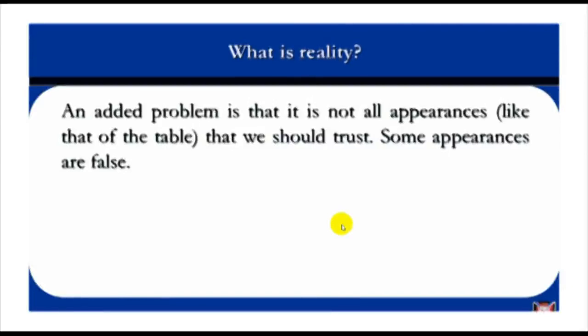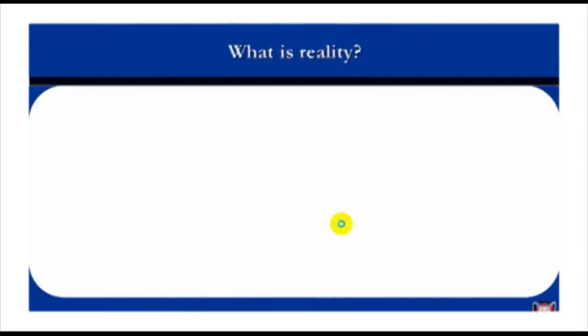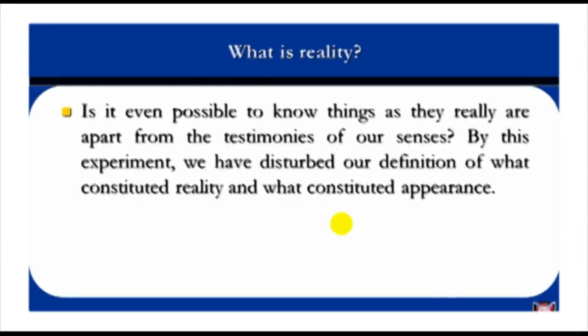the real table is. The problem now is, what is then the real table if all we have considered are appearances? Our usual common sense approach is that we moved from these appearances about the shape, color, sound, and texture to infer that there is a real table in front of us. Are we even justified to conclude that there is a real table different from what our common senses tell us? Is it even possible to know things as they really are apart from the testimonies of our senses?